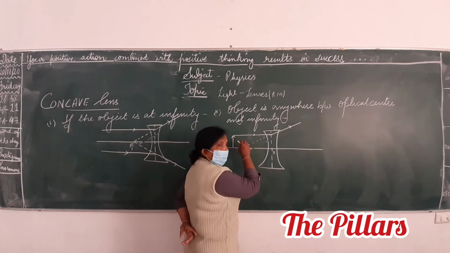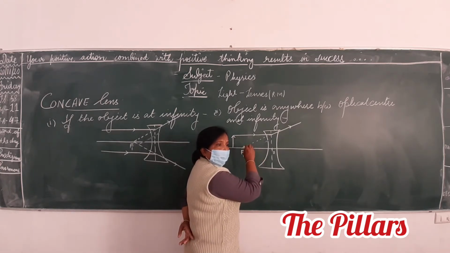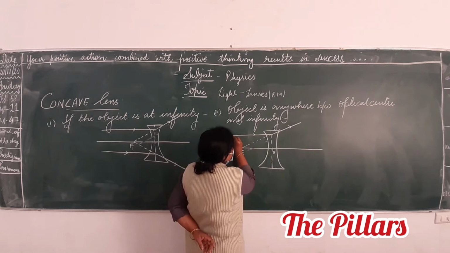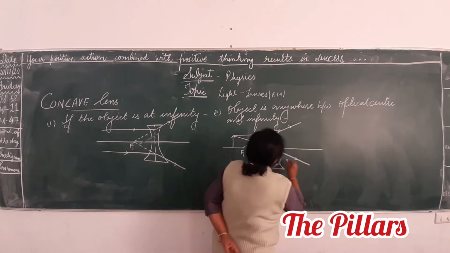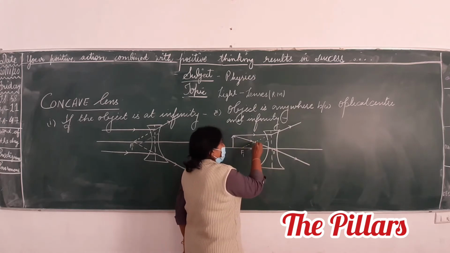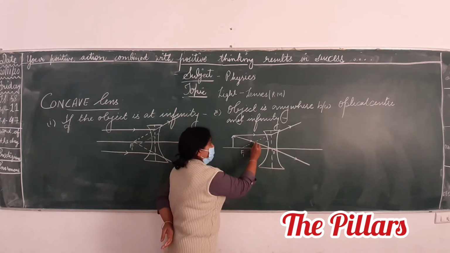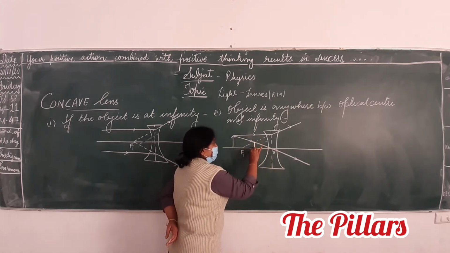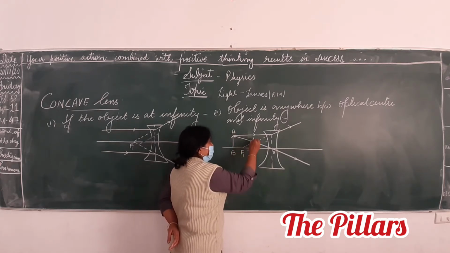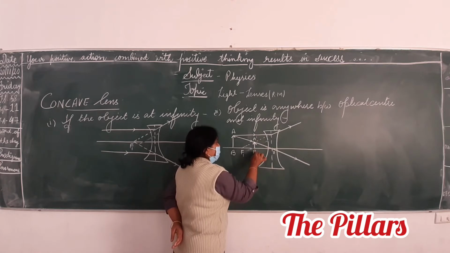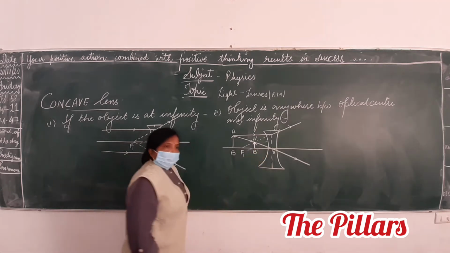Second, you take from optical center. What will happen? It will pass undeviated. Where are these two rays meeting each other? See, what type of image is formed? This is A, this is B, this is your A dash, and this is your B dash. What type of image is formed?